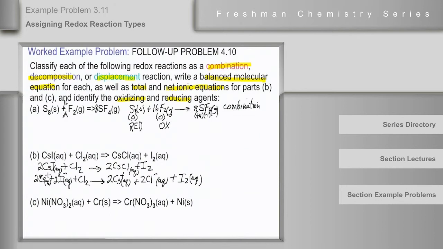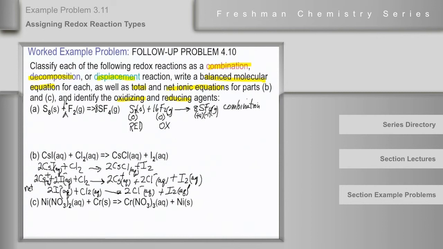Now notice that the 2 cesiums are the same on the left as on the right. So they are spectator ions, and we eliminate them to form the net ionic equation. The net equation is 2I- aqueous plus Cl2 aqueous goes to 2Cl- aqueous plus I2 aqueous. That's the net ionic equation.